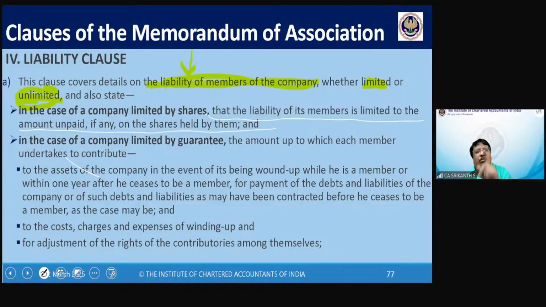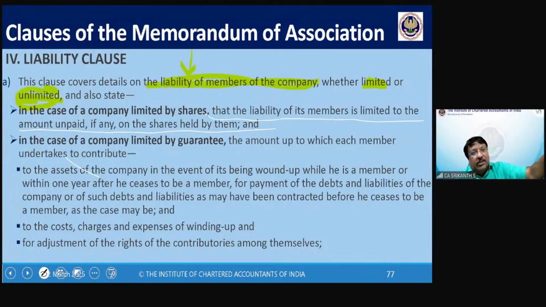Suppose you are owning fully paid shares of Reliance Industries. What is your liability? Nothing. Everything is paid. Suppose the company is wound up, which is extremely unlikely, and they want you to contribute, how much can they ask you? Nothing. But if there's a surplus realized, because you are a shareholder and a contributory, you will be entitled to share the surplus.